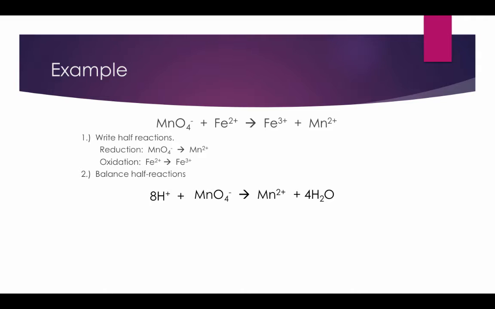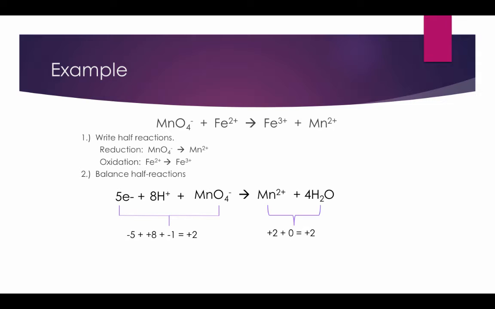Now we want to balance for charge. In total, we have a +7 charge on the left and a +2 charge on the right. We can add 5 electrons to the left to equalize these charges at +2 on each side. This half reaction is now balanced.